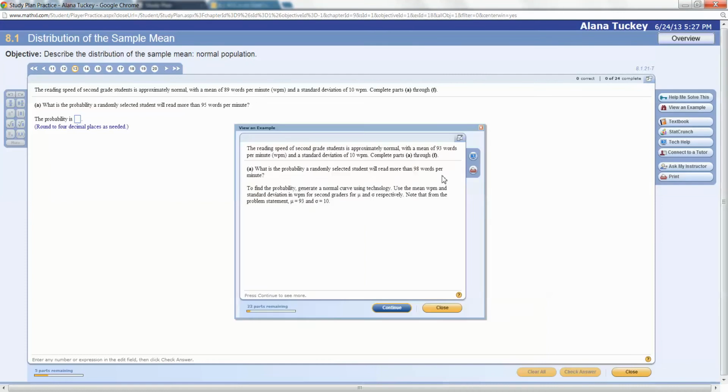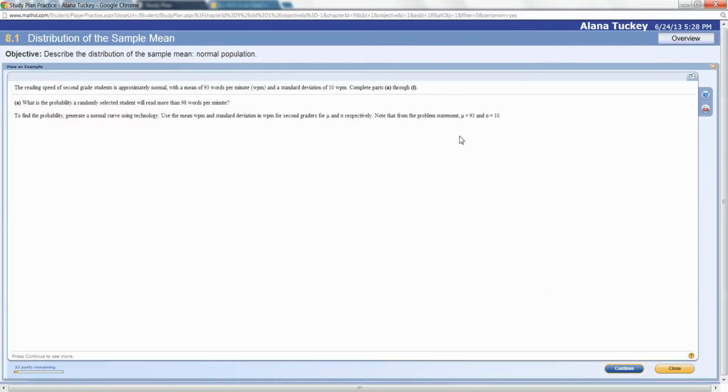So let's click on the example. It says the reading speed of second grade students is approximately normal with a mean of 93 words per minute and a standard deviation of 10 words per minute. Complete parts A through F.